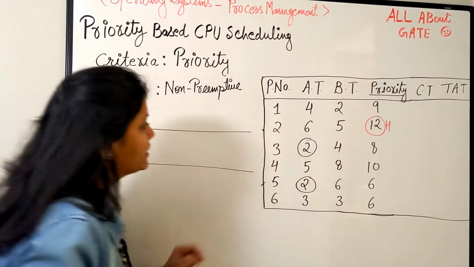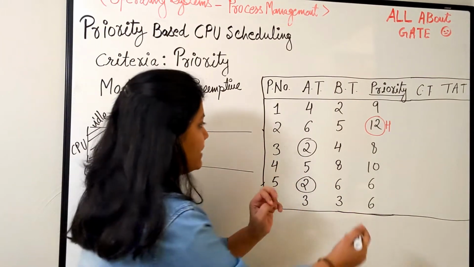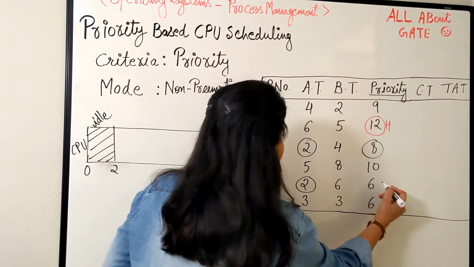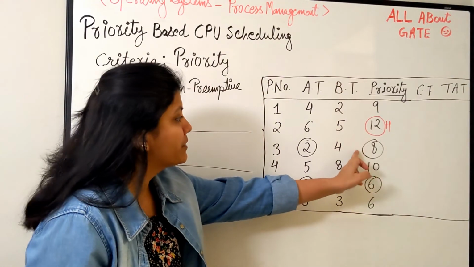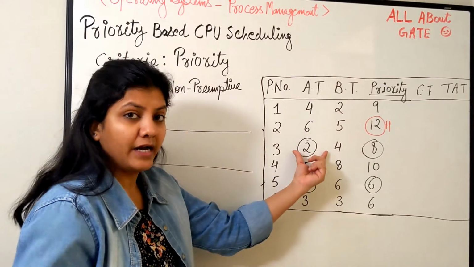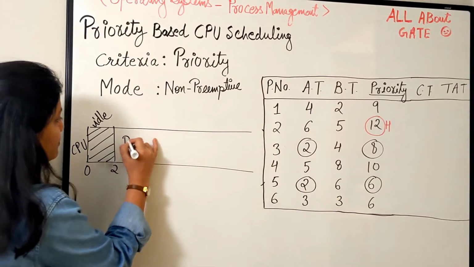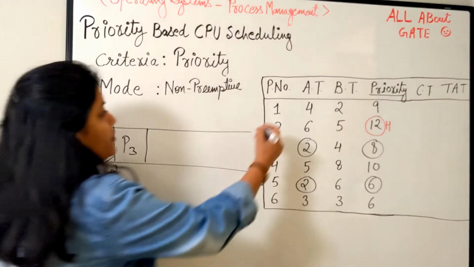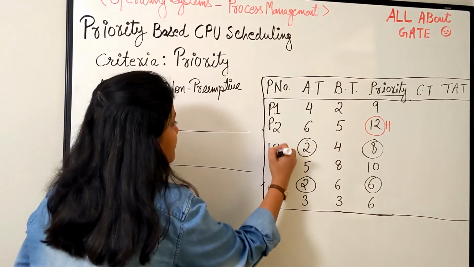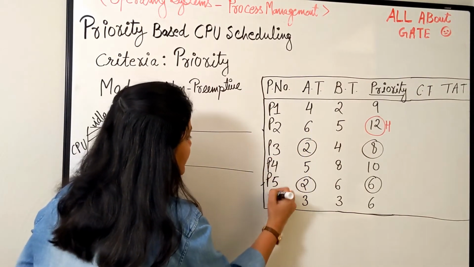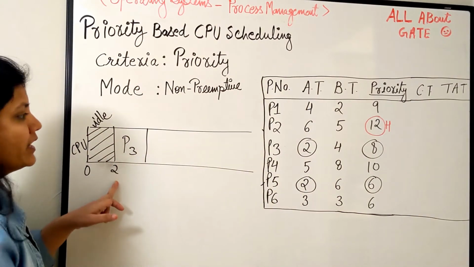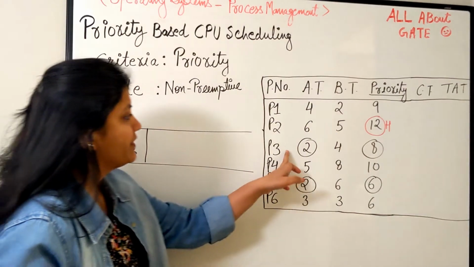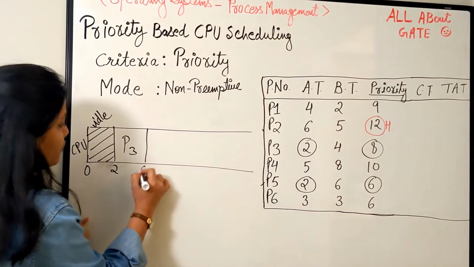Now you look here, the 2 processes are available, and what is their respective priority? Between 6 and 8, 8 is the higher number, so this one will get the higher chance. So let's schedule P3. Now again you can mark them so that you don't get confused, because so many numbers are there, at least one of them should be free of ambiguity. So P3 is scheduled, and because it is non-preemptive, it needs a burst of 4, so 2 plus 4 is 6.